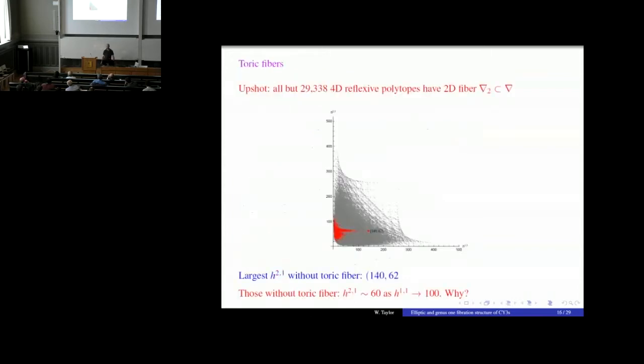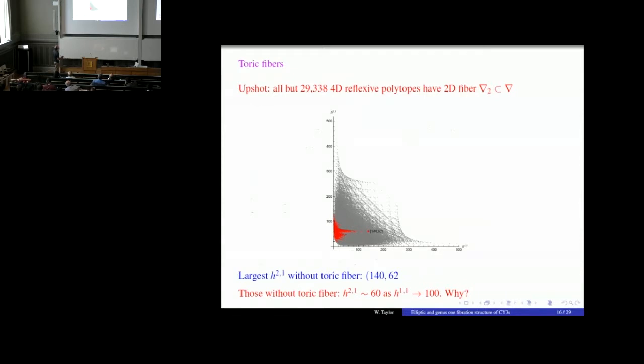Okay, so the upshot is, after checking all 474 million things in the database, that all but 29,000 have a 2D reflexive subfiber. The points in red correspond to the Hodge numbers of the Calabi Yau threefolds for the polytopes which don't have fibers. So there's an interesting structure there. First of all, the largest H21, sorry, there's another typo. That should be the largest H11. The largest H11 is 140.